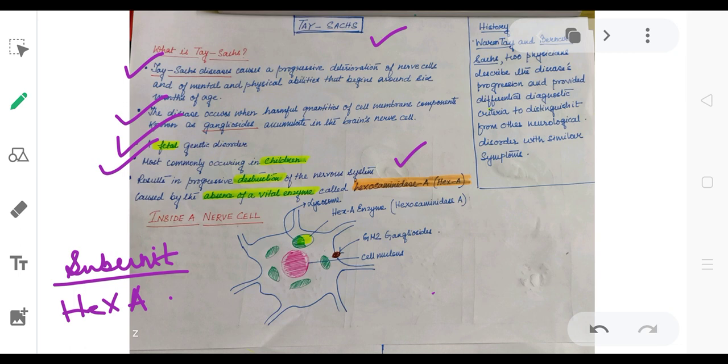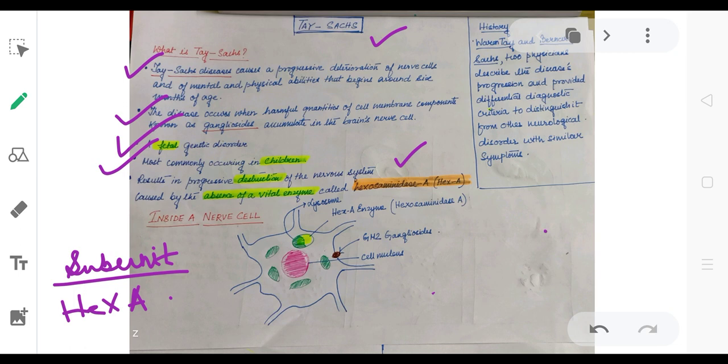So what is GM2 ganglioside? GM2 ganglioside is a type of ganglioside. G refers to ganglioside, and the M is for monosialic, as in it has a sialic acid, and the 2 refers to the fact that it was the second monosialic ganglioside discovered. So Tay-Sachs disease is associated with GM2 gangliosides. This is the GM2 ganglioside which I am talking about.